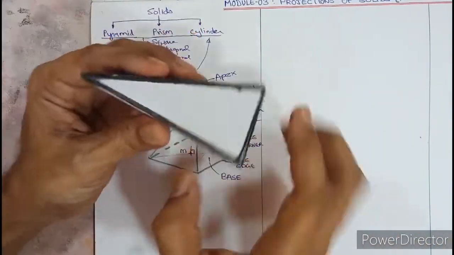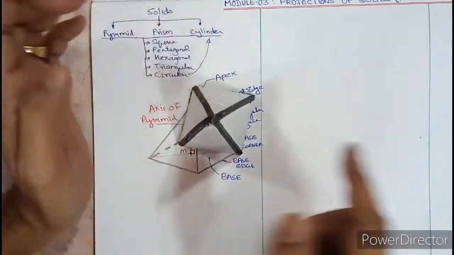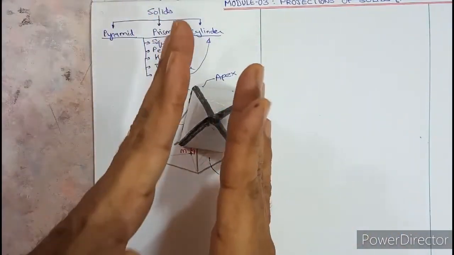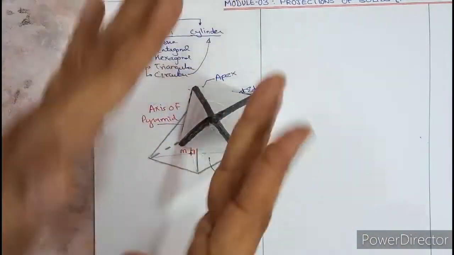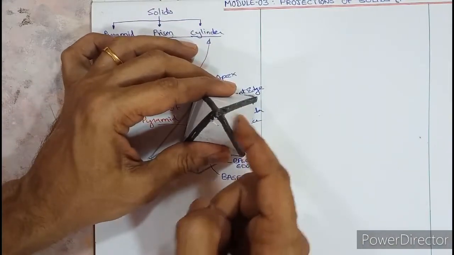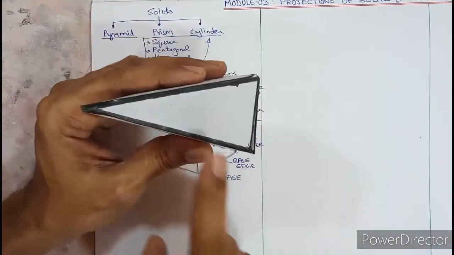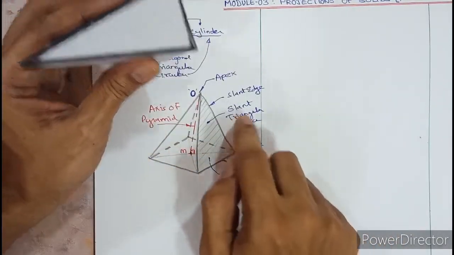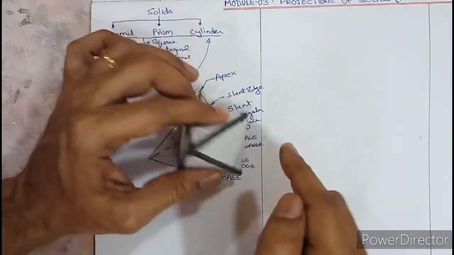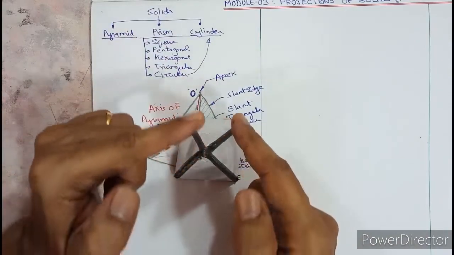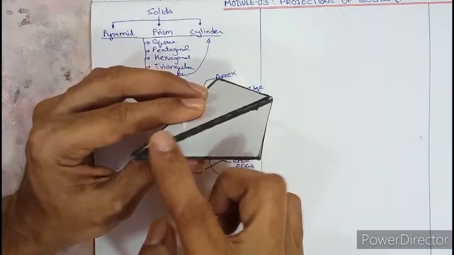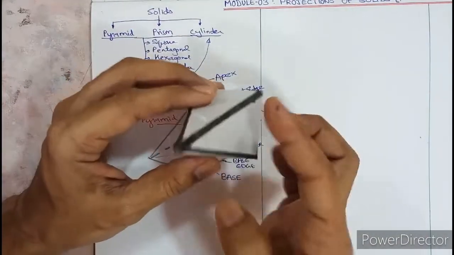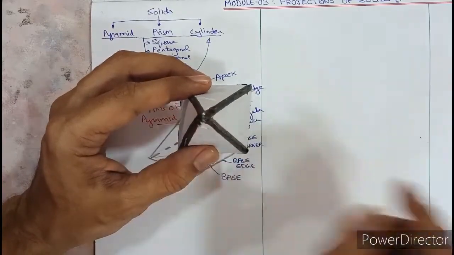Apart from that, this white one is a slant surface. If you look at the top view, you'll come to know that it is slanting on all 4 sides, right? So this is not a vertical surface, it's a slant surface. So this is called a slant triangular face. That is what we have written here. Then these black lines are also not vertical or horizontal, they are also slanting. So this is called a slant edge. All the slant edges meet at the top to form an apex O.